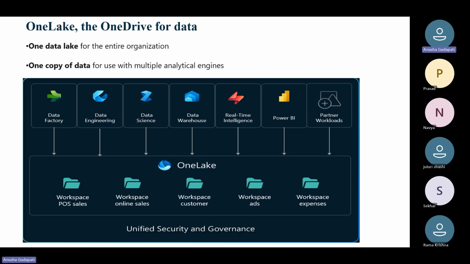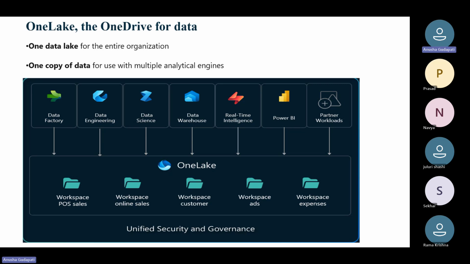So OneLake is for all of your data. Basically, it's like OneDrive for data. Why do we call it that? Because if you remember, guys, OneDrive is a concept where you save all your documents, your Excel sheets, your Power BI reports, and all kinds of things. The same concept is here in Fabric as well. Every kind of data, metadata, whatever is present, you are going to save it in OneLake.